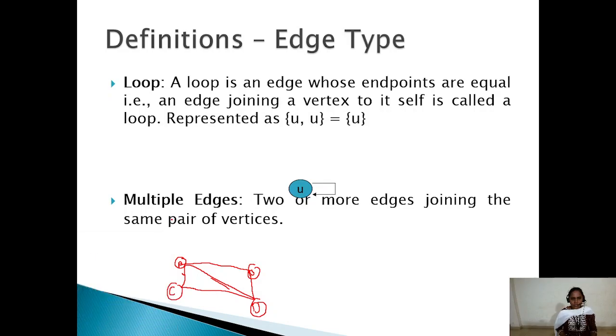Okay, this is the multiple edges example. Two or more edges joining the same pair of vertices. A to D, A to B, A to C, A to D. A is followed by how many vertices? A to B, A to D, A to C. These are the multiple edges.